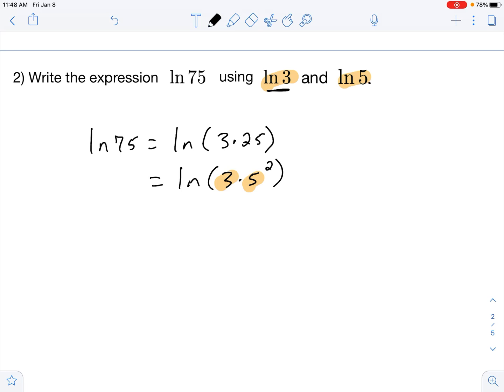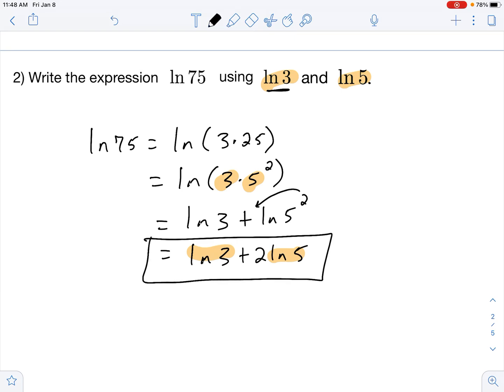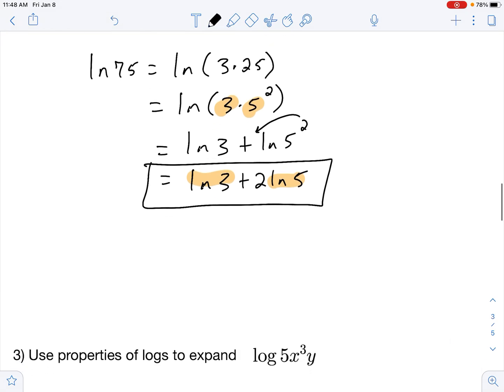So using the properties, it's multiplication, which means that's going to be addition. So I have ln of 3 plus ln of 5 squared, which of course we drop that 2 down in the front using the properties. So I have ln of 3 plus 2 ln of 5. And then that gives me only ln of 3 and ln of 5. And that is the answer.